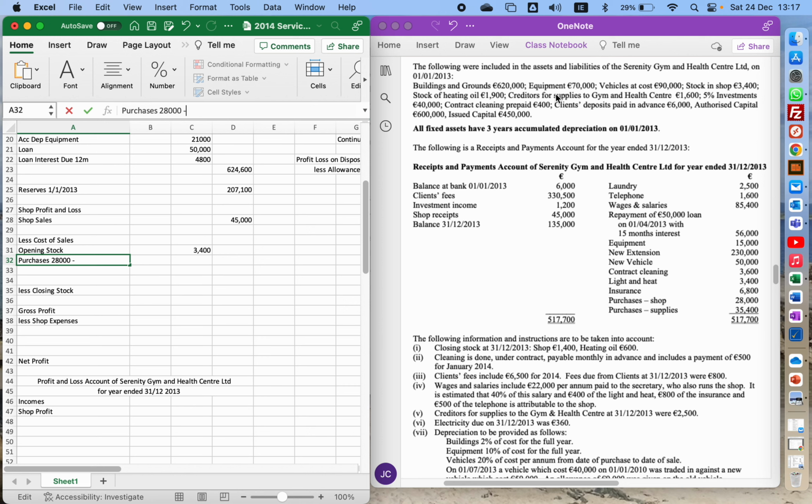For supplies for the centre, that's not for the shop, so that means there's no creditors for the shop at the beginning. Let's just check, are there any creditors for the shop at the end? No, there aren't, so that makes that easier. So the purchases then 28 grand can go straight in. I don't need to adjust it because of creditors. So I'll add these two together. Closing stock for the shop is 1400.